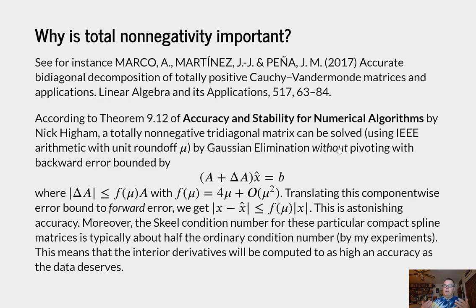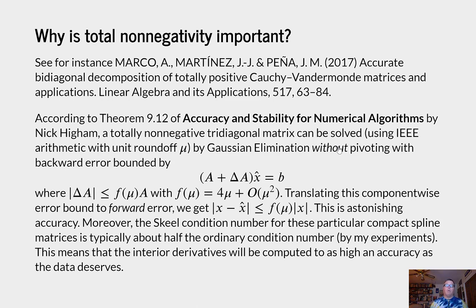And in particular, all of the entries of delta A are zero where all of the entries of A are zero. So this delta A is another tridiagonal matrix. And more, the f of mu is just 4 times mu. Mu is the unit roundoff, 2 to the minus 53 in double precision. And so this is 2 to the minus 51.